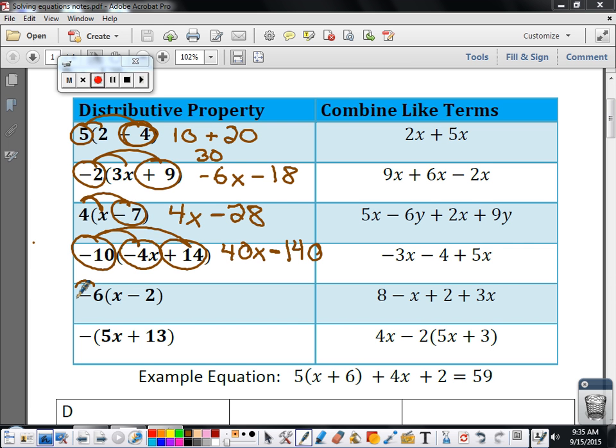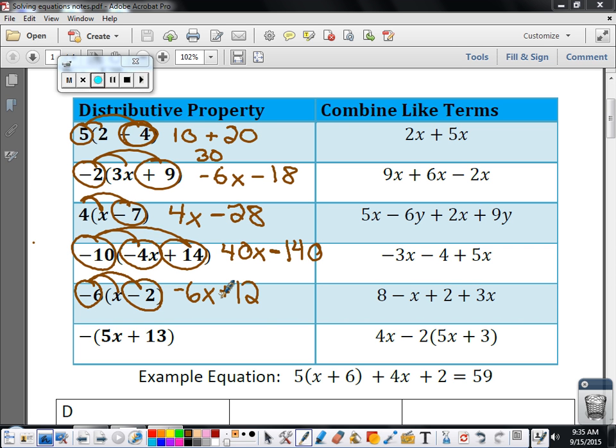Let's continue. I'm going to distribute negative 6. What's negative 6 times x, guys? Negative 6x. And then what's negative 6 times negative 2? A negative times a negative gives me a positive. So what do I write next to negative 6x? Plus 12. Again, how do I know there's a plus sign here, not a negative? Because a negative times a negative gives me a positive number.